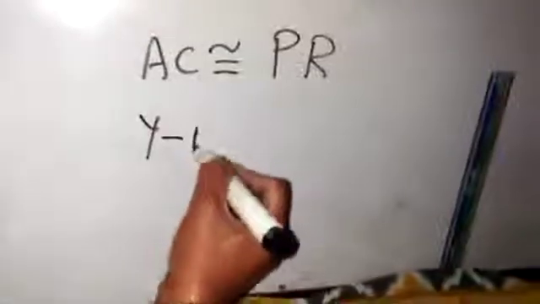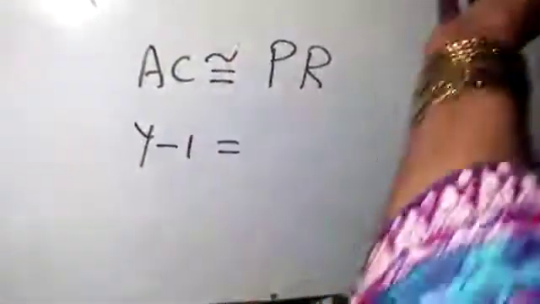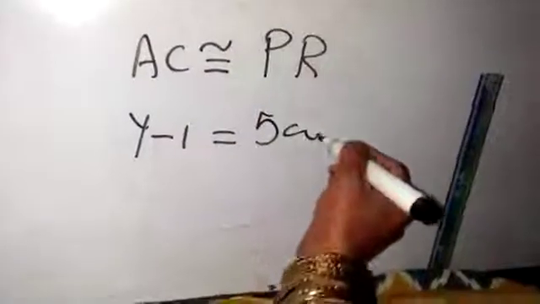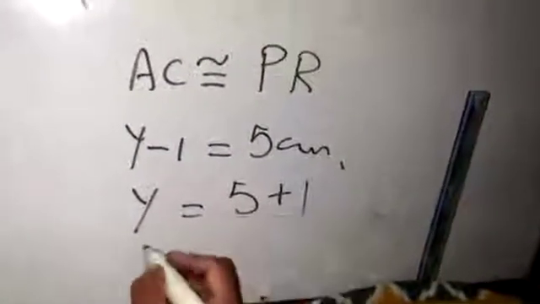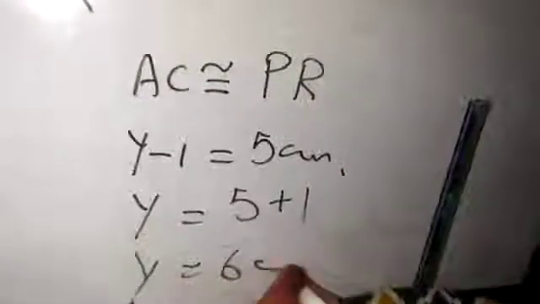Now AC is congruent to PR and the value of AC is y minus 1 and PR is 5 centimeter. So y will be equal to 5 plus 1, y is equal to 6 centimeter.